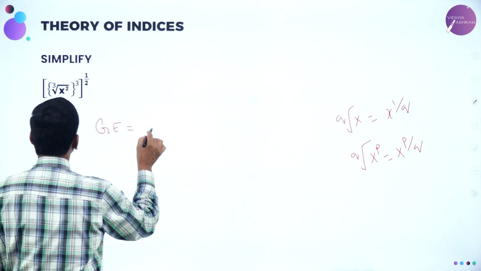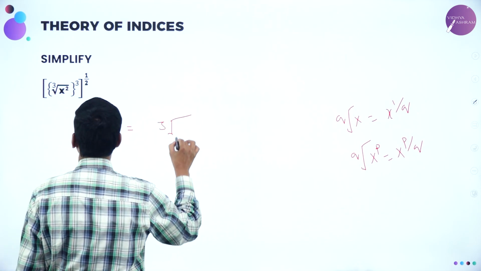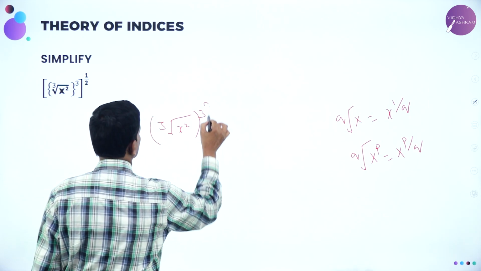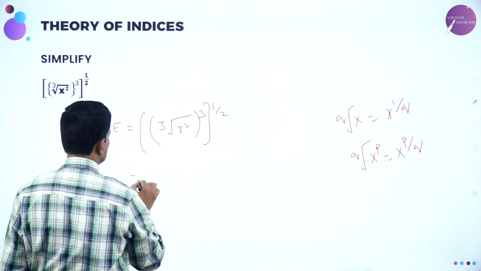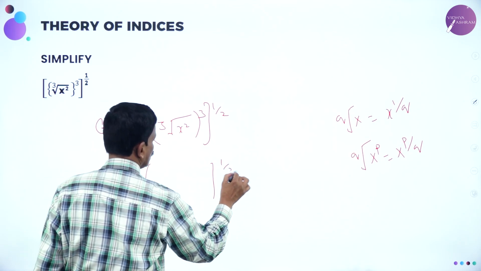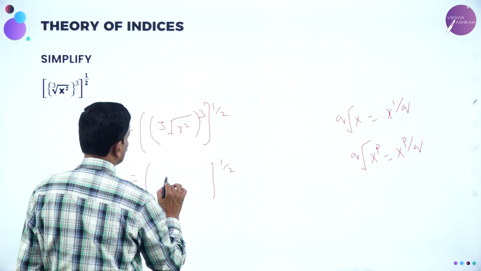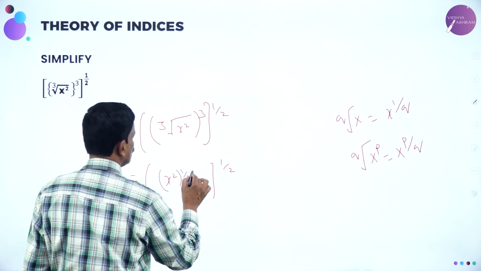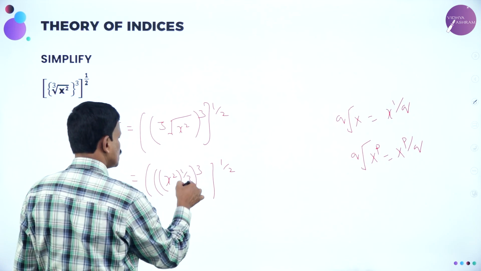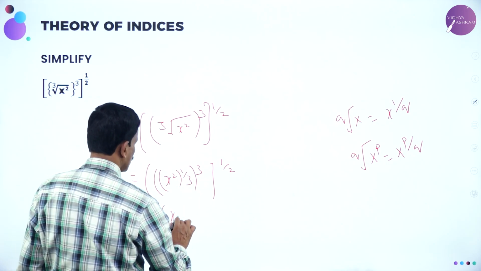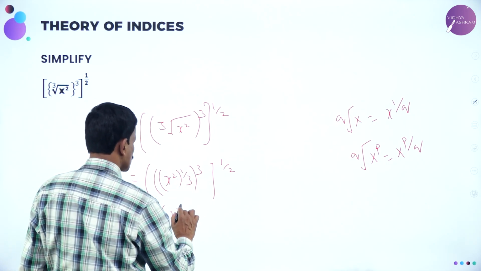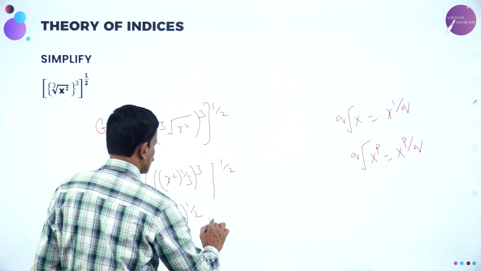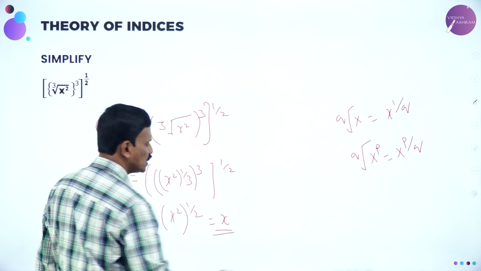The given expression is cube root of x square whole cube, whole to the power of 1 by 2. Now, you just keep this 1 by 2 as it is. Cube root is nothing but whole raised to 1 by 3, whole to the power of 3. Here this 3 and 3 get cancelled. What you will get? x square, 3 and 3 get cancelled. x square whole to the power of 1 by 2. Again square and square get cancelled. That's equal to x. That's it.